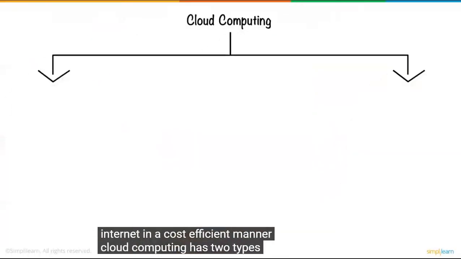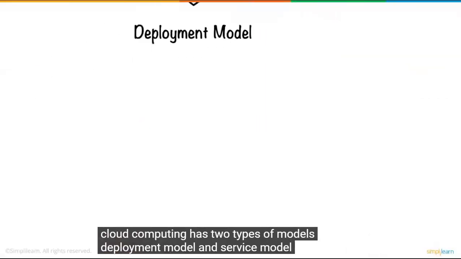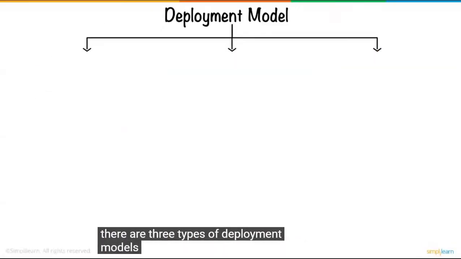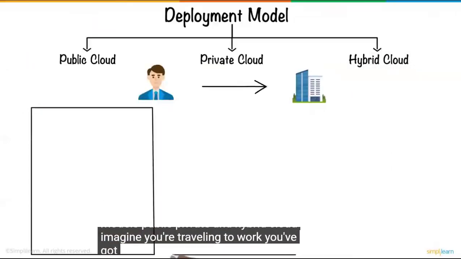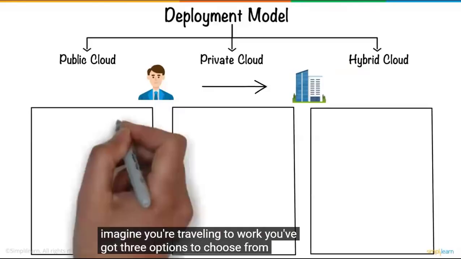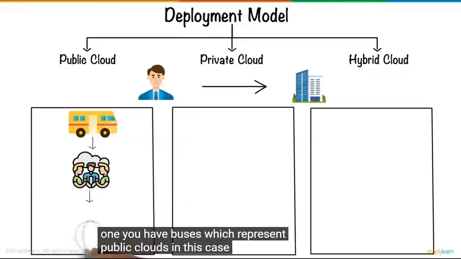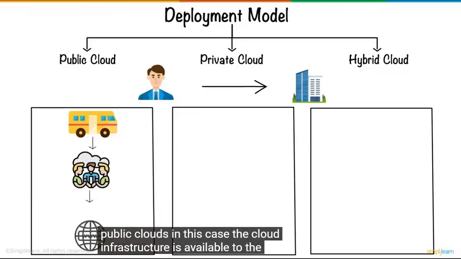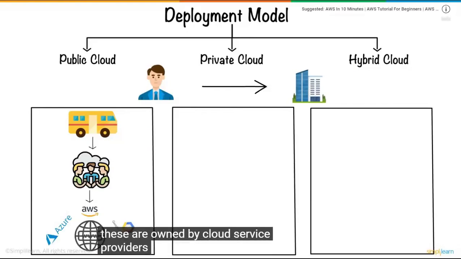Cloud computing has two types of models: deployment model and service model. There are three types of deployment models: public, private, and hybrid cloud. Imagine you're traveling to work. You've got three options to choose from. One, you have buses, which represent public clouds. In this case, the cloud infrastructure is available to the public over the internet. These are owned by cloud service providers.